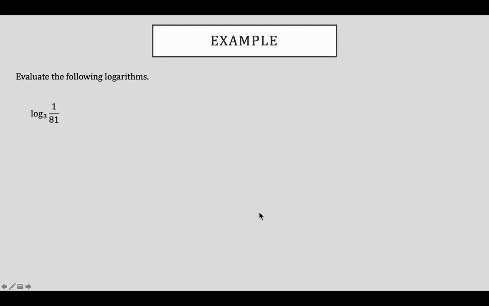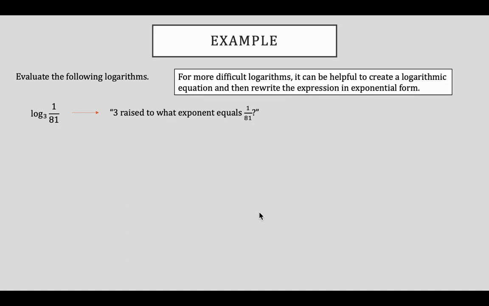Let's try another one here. Log base 3 of 1 over 81. This means 3 raised to what exponent is equal to 1 over 81? Again, for more difficult logarithms, it can be helpful to create a logarithmic equation and then rewrite the expression in exponential form. Well, how are we going to do this? Let's set log base 3 of 1 over 81 equal to y. Now, write it in exponential form. 3 raised to the y power is equal to 1 over 81.